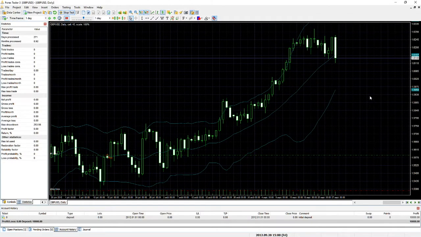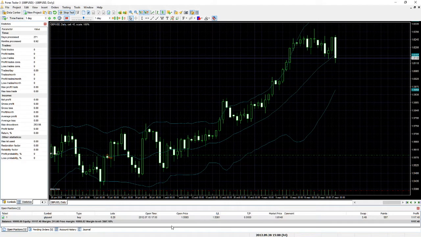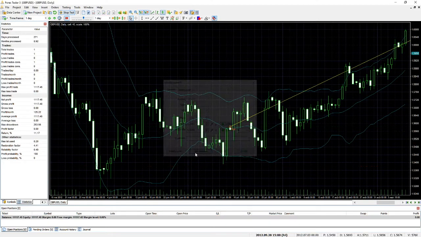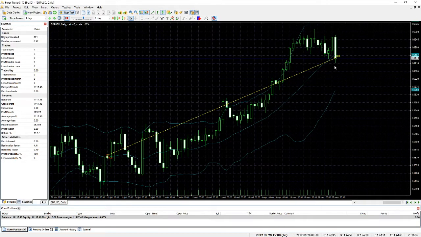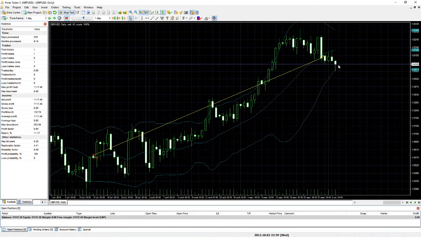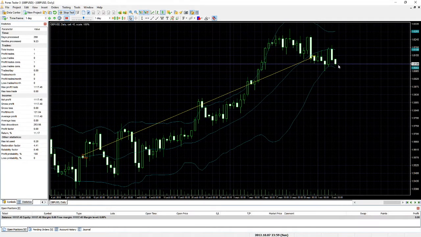There we go. So now we closed below the middle band. So what I'll do is I'll go here in the open position, click on the trade, do close position at that point. That gives me this type of trade. Okay, that's pretty simple. Now we're out of that trade. I have to wait for my next setup.